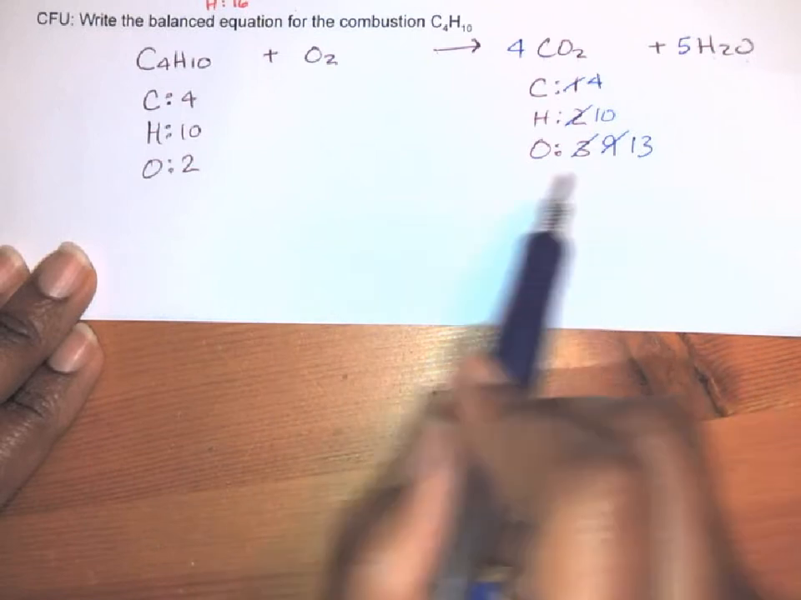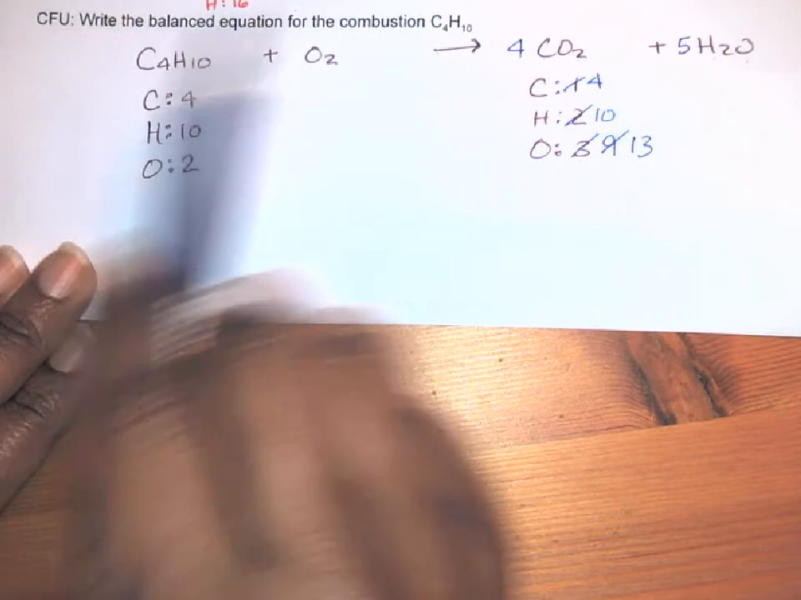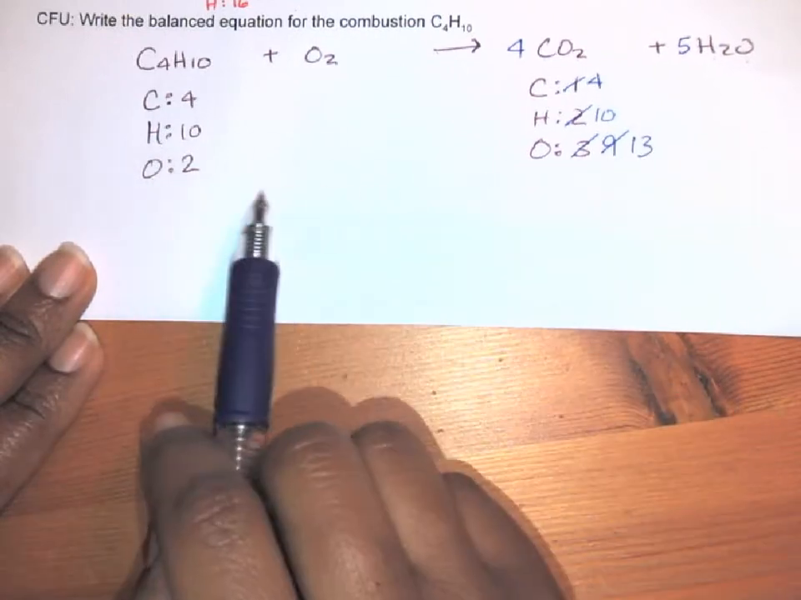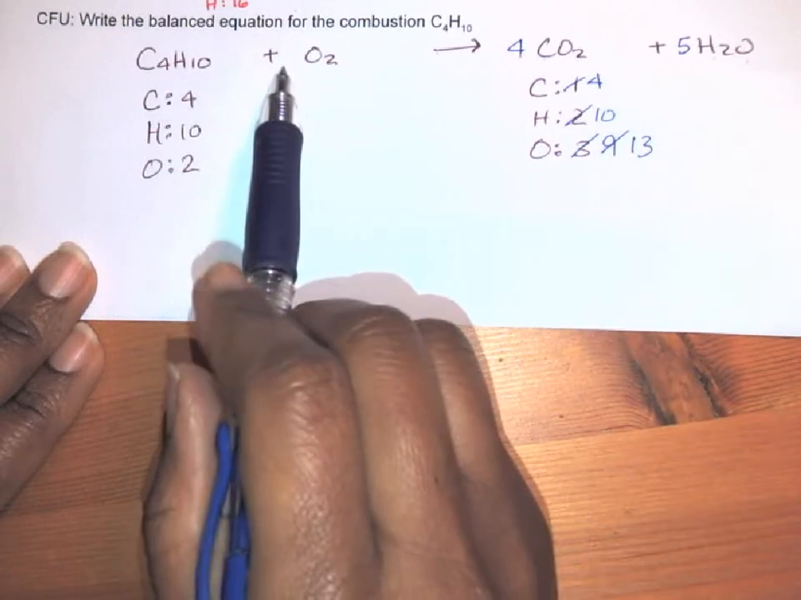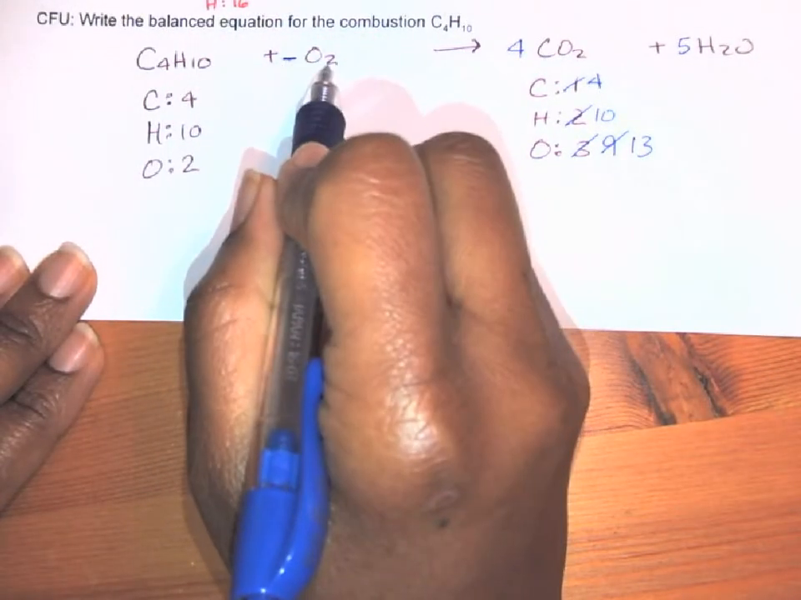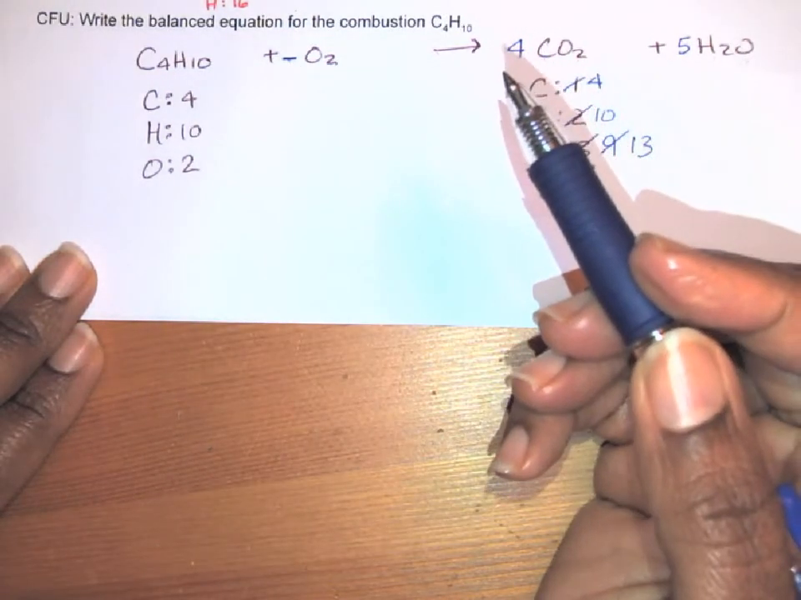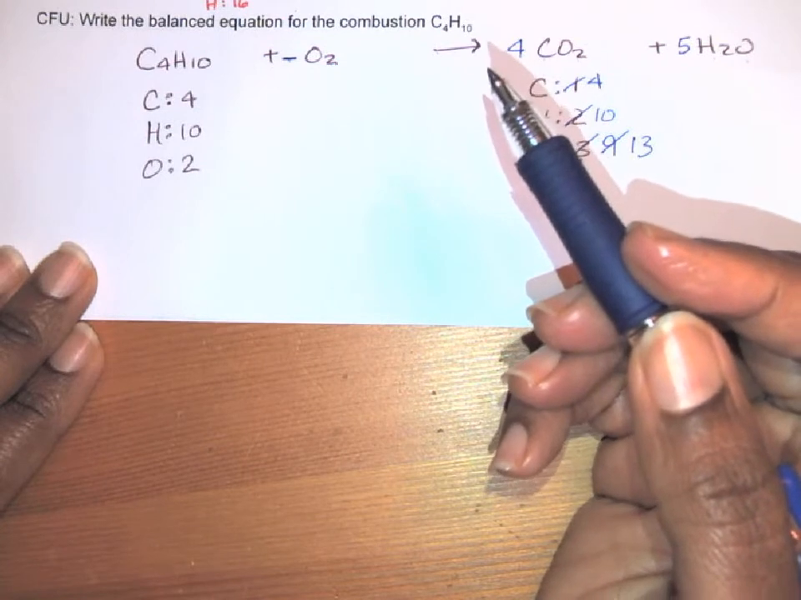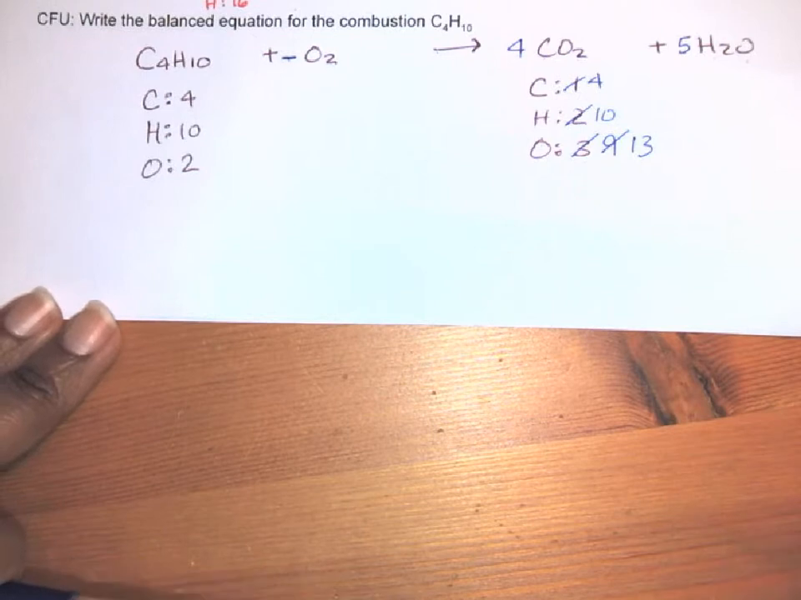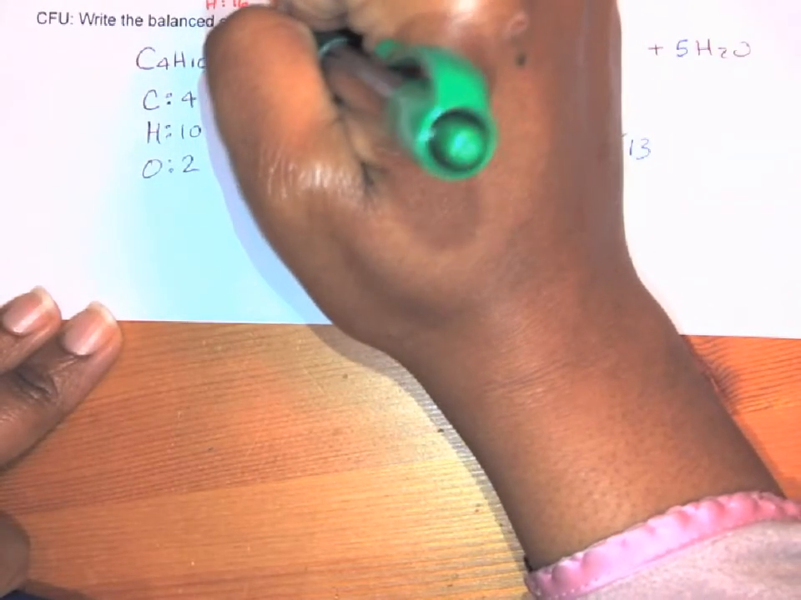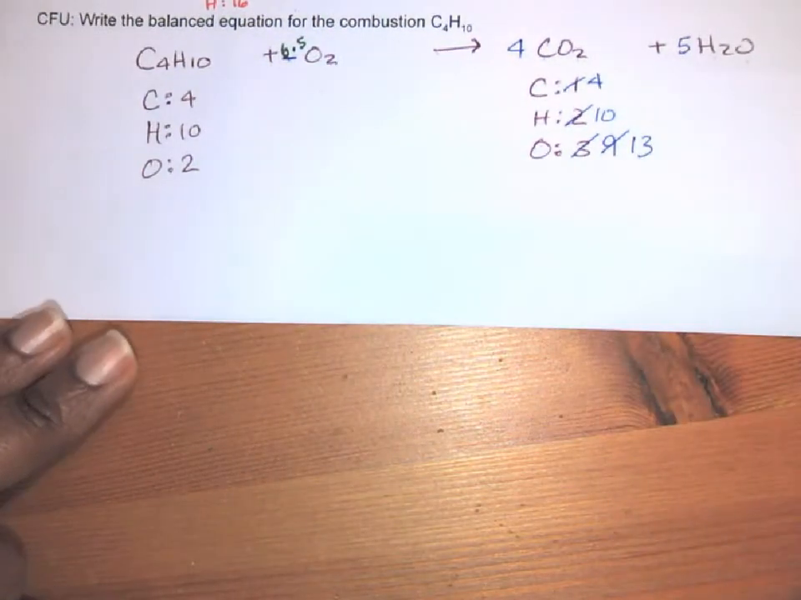All right, my last step is to balance the number of oxygens on both sides of the equation. I have 2 on the reactant and 13 on the product side. So I'm trying to figure out what number I could multiply 2 by to get 13. There's no whole number you can multiply 2 by to get 13. However, there is a decimal, and that decimal is 6.5. I'm just putting that in there as a placeholder, because remember, we can't keep this as a decimal.